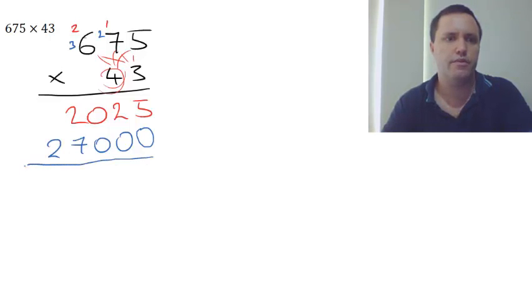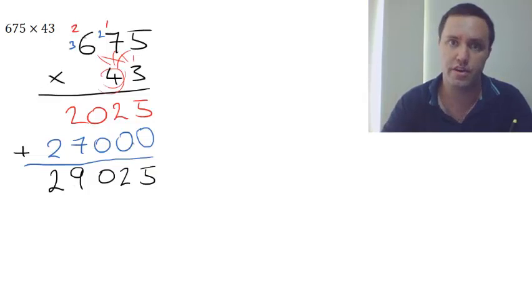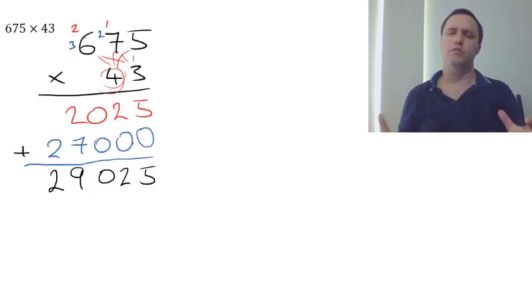Right, and once we've got that, we're just going to add these up. 5 plus, so this is adding now. 5 plus 0 is 5, 2 plus 0 is 2, 0 plus 0 is 0, 2 plus 7 is 9, 29,025. So that's how I go about a longer multiplication algorithm.